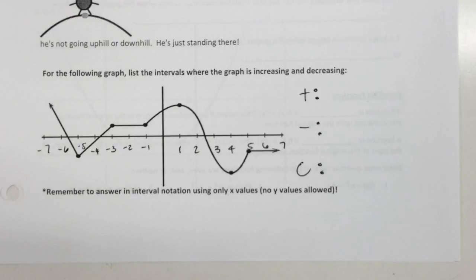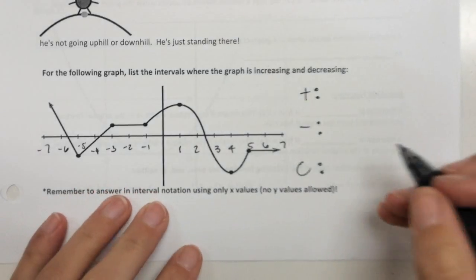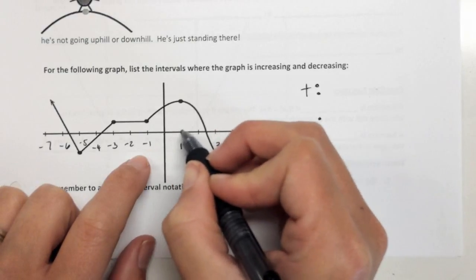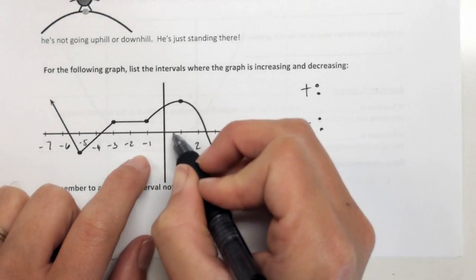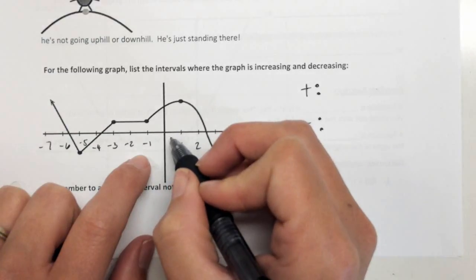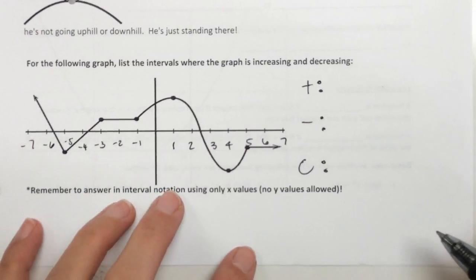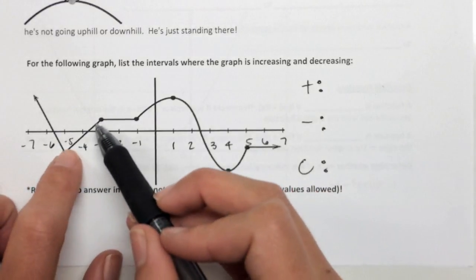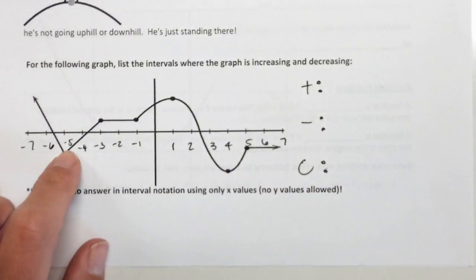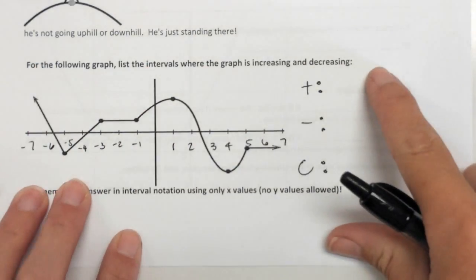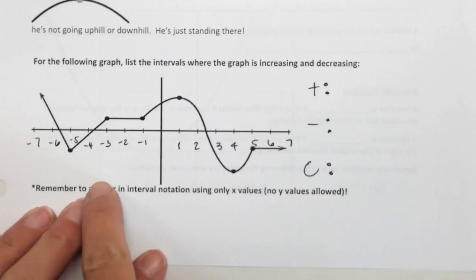Alright, let's talk about these. One person give me a positive interval. 0 to 1. So from right here to right here. Is it increasing? Yes, but it's not the whole interval. Somebody give me an increasing interval. Negative 5 to negative 3. That's correct, right? And when you read graphs, like if you were reading this sentence right here, would you read from left to right or right to left? Left to right. Same thing with the graphs.